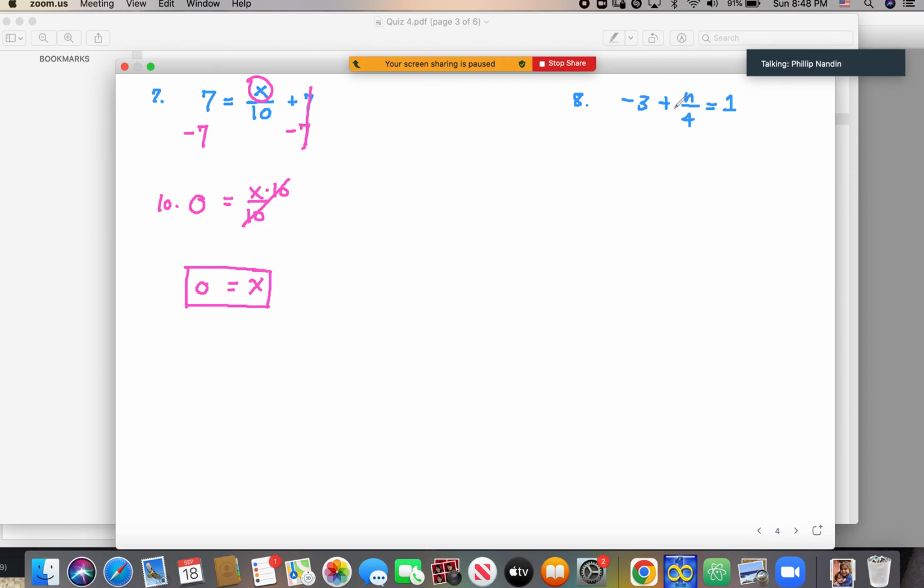Now the next thing. Again, work your way from the outside in. I want to get rid of this negative 3. So I add 3 on both sides. Negative 3 plus 3 is 0. I'm left with n over 4 is equal to 4. I want to get n by itself. This 4 is in the way. It's division, so I got to multiply by 4 on both sides. 4 divided by 4 is 1. And 1 times n is just n. 4 times 4 is 16.